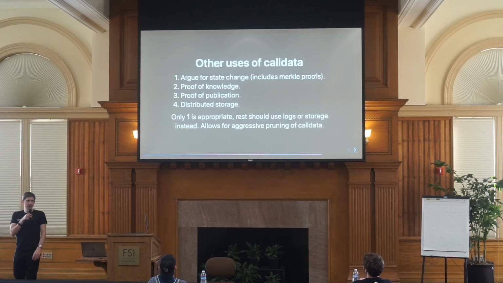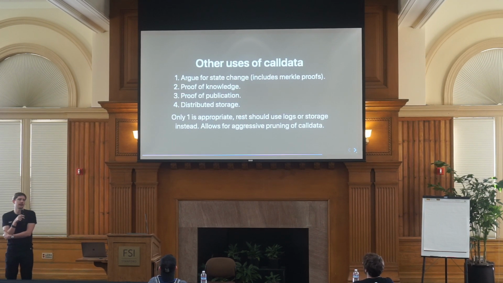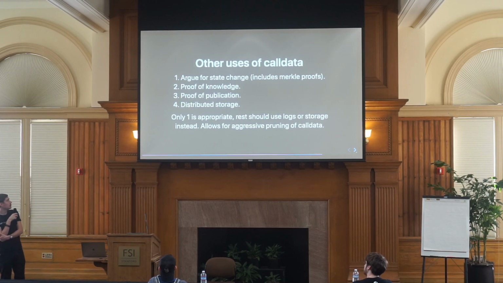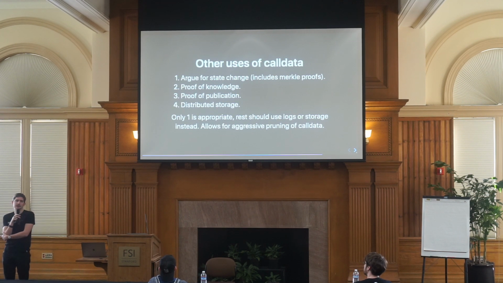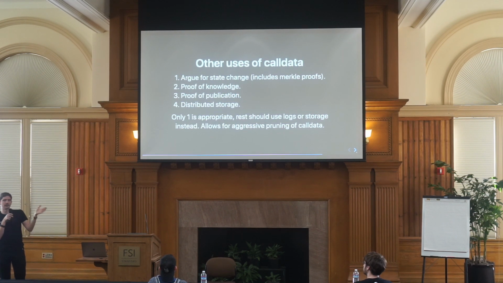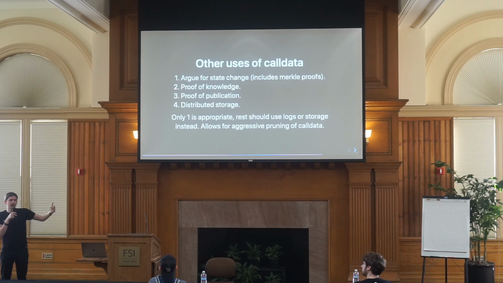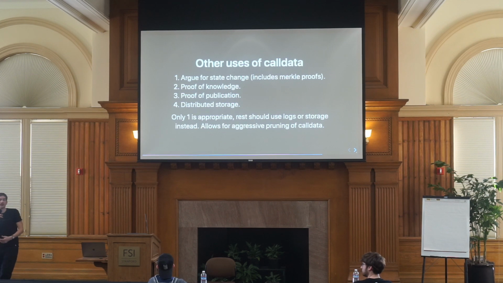So I also want to quickly reflect on what other uses call data currently has. The main use of call data is to argue for state chains. It is basically proof, like some signatures, some meta information, that the state should move from this state to the next state. There are some auxiliary use cases that people have sporadically used, such as proof of knowledge. You can submit a hash of a document to the blockchain. It gets stored in the call data, and then I can always claim in court that I had this document in my possession before a certain time.